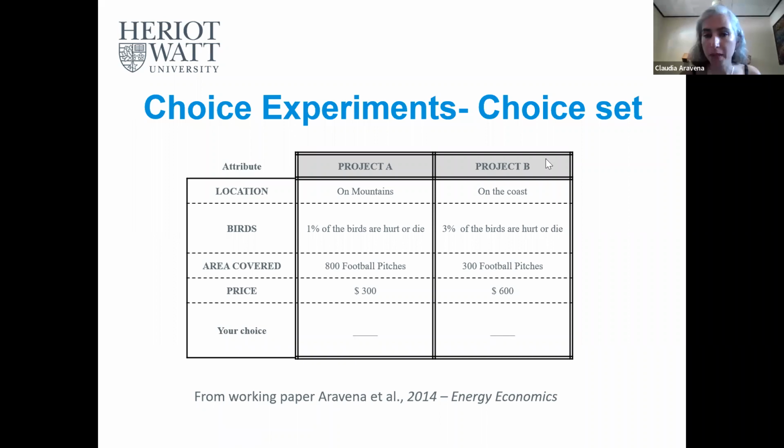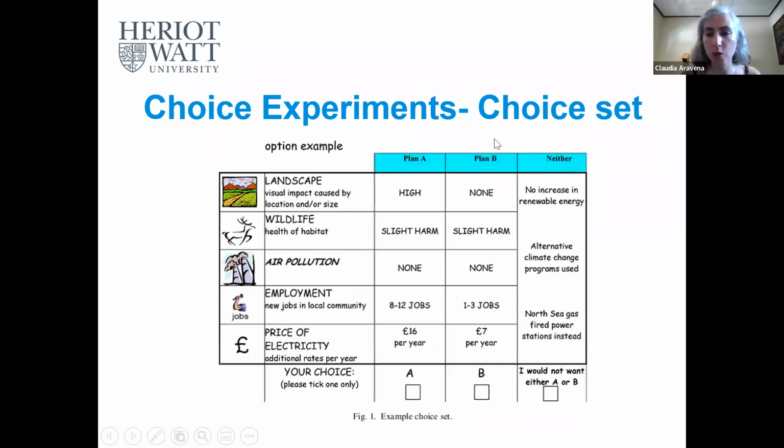This is another example from a paper on renewable energy from Bergmann and Hanley, where you have landscape, wildlife and pollution, employment, and then the price of electricity. Again, different combinations, and here you have an opt-out option or a status quo, which you can choose if you don't want to choose any other option. And you can have several types of choice experiment alternatives.